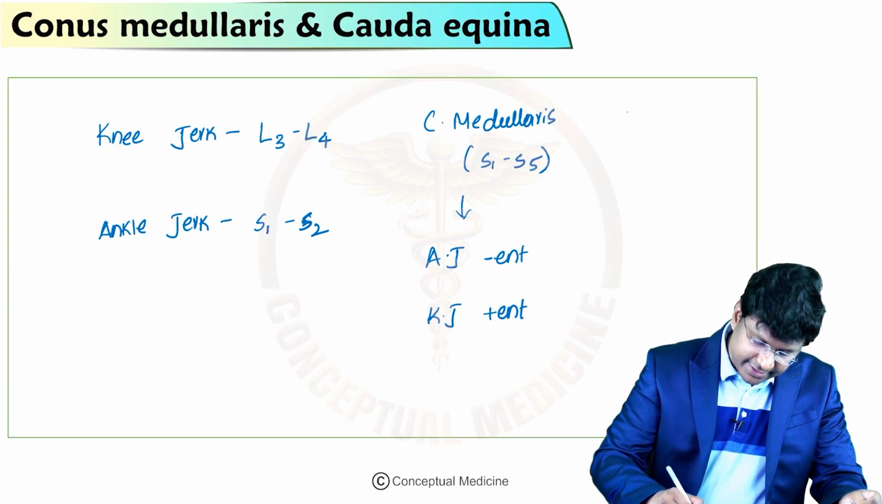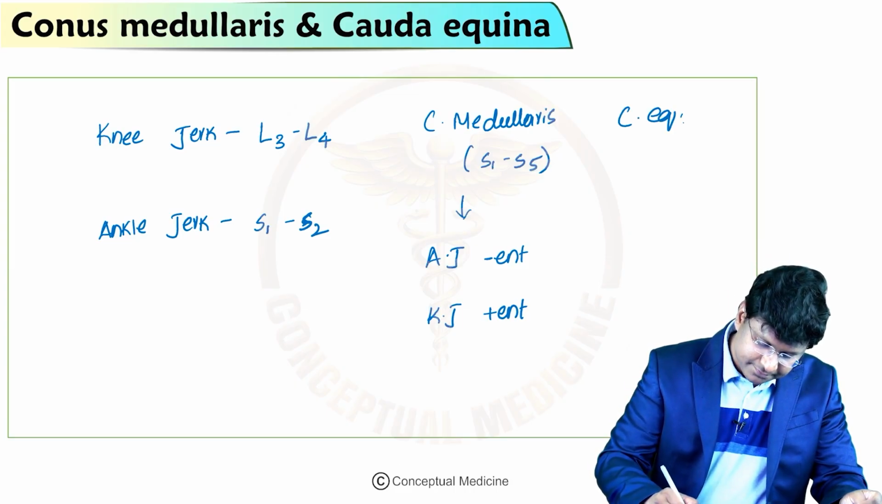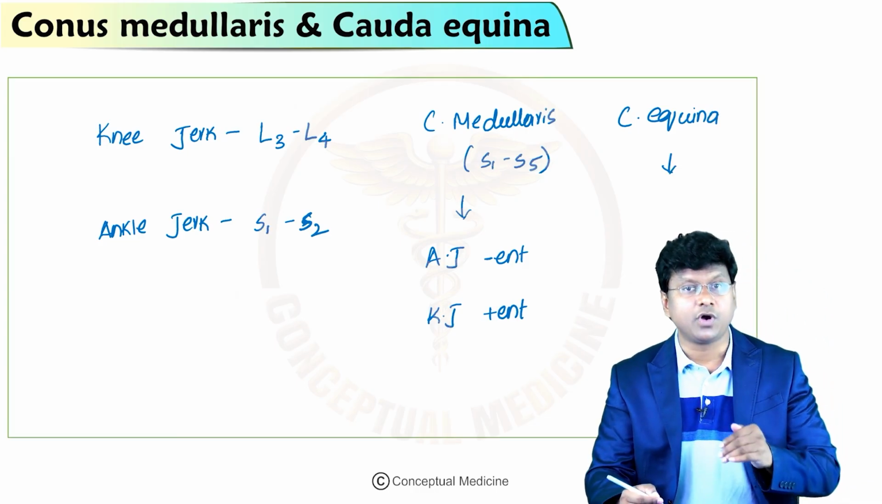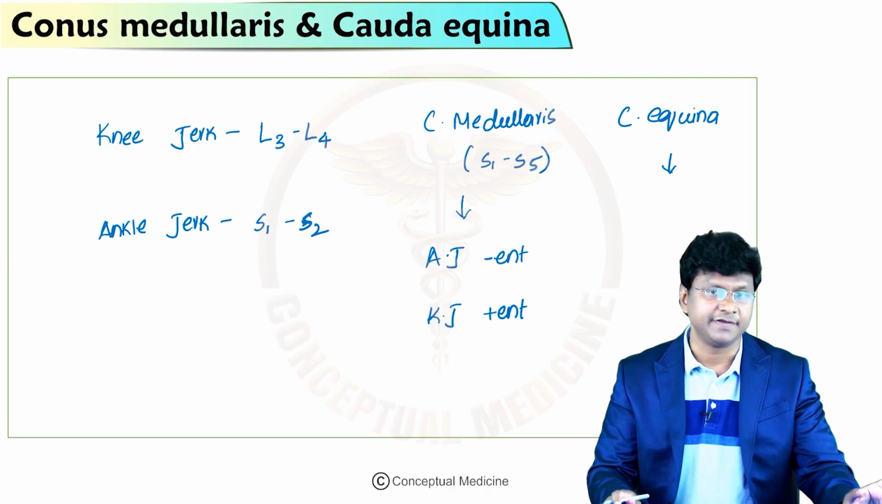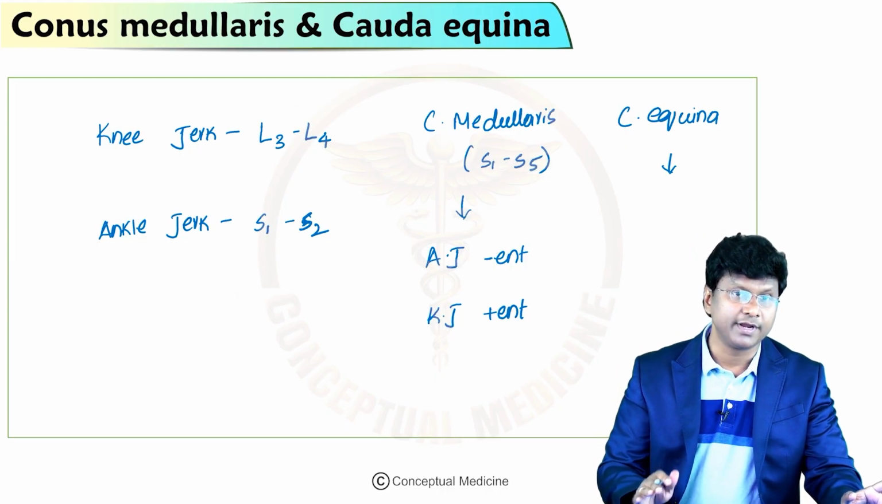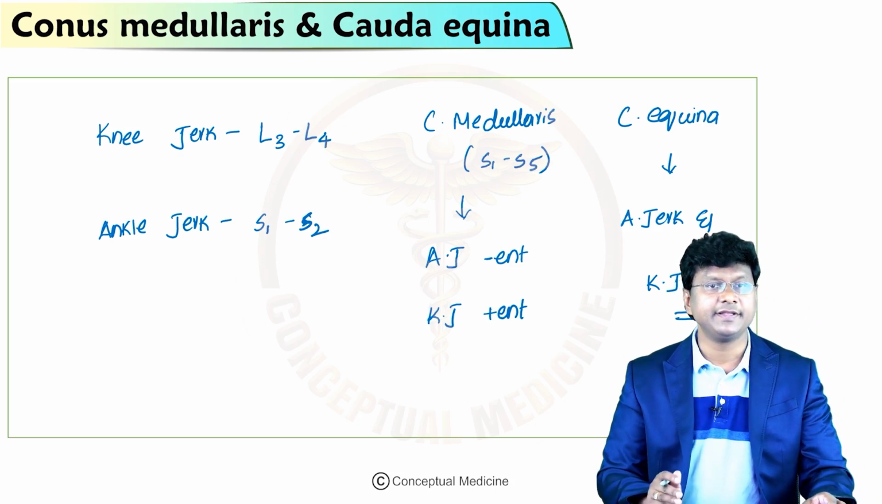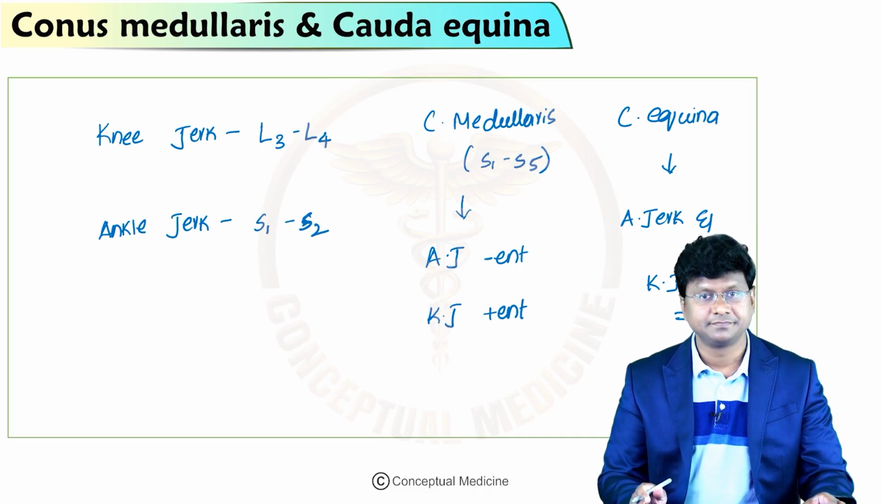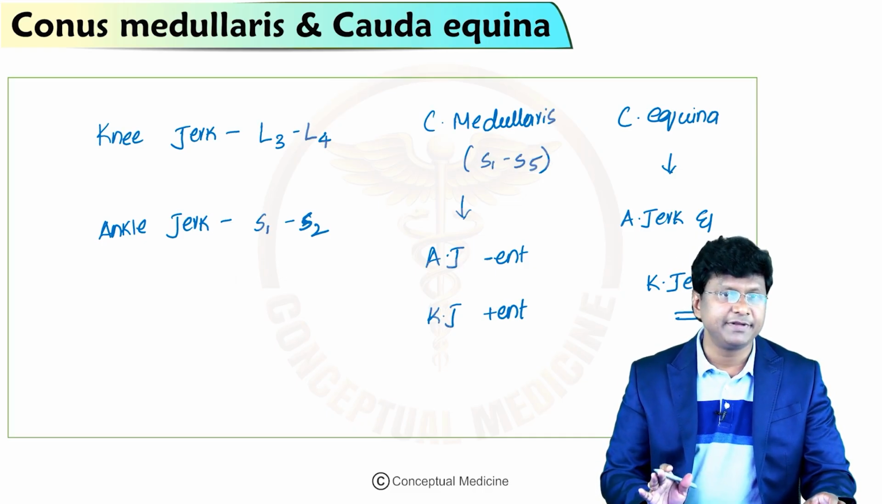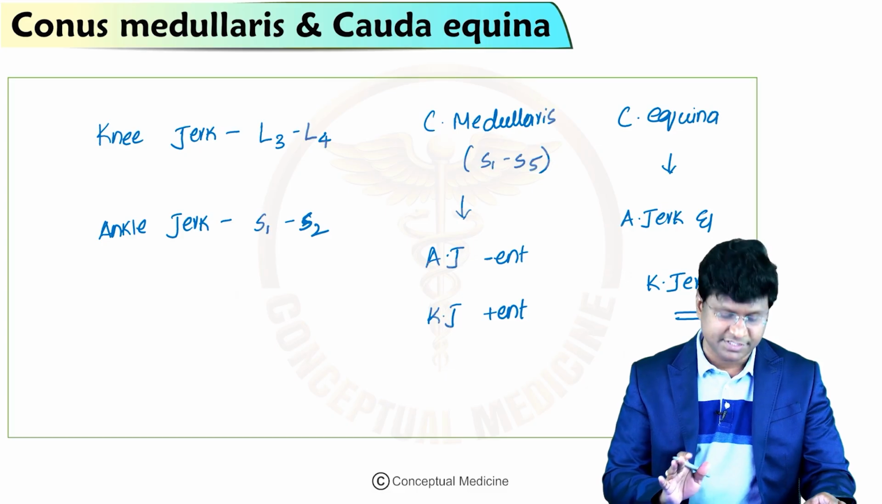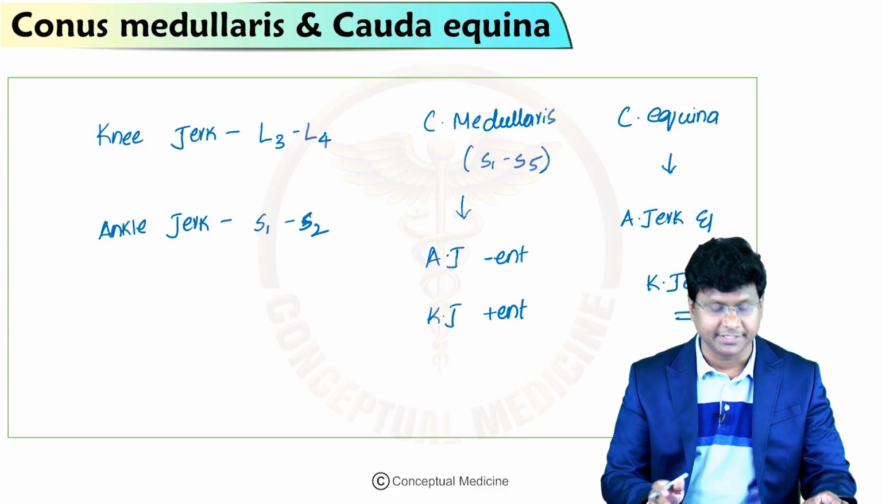Whereas you take in case of the cauda equina. In case of cauda equina, both are affected. Both the ankle jerk and the knee jerk are affected in case of the cauda equina, right? So that is about the differences of the deep tendon reflexes between the conus medullaris and cauda equina.